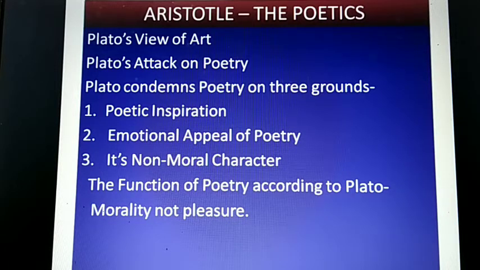So the productions of art help neither to mold character nor to promote the well-being of the state, the two things by which Plato judged all human endeavor. Plato attacked poetry, and now let us look at his basic charges against art. Plato's basic charges against art.